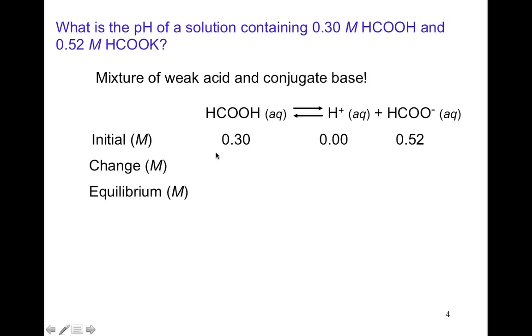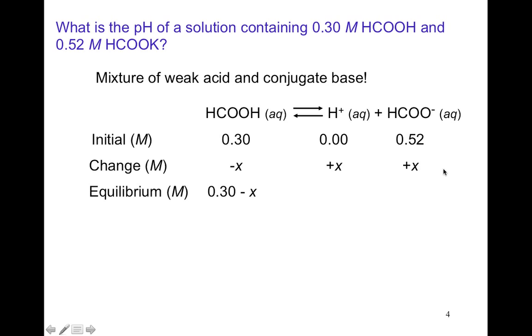And so it's a little different than the old ice charts we've done, because we don't start with just acid, 0, 0 and work from there. We start with acid and some of the conjugate base already present from the salt. And so then we do set it up like our normal ice chart, where we lose an amount in our reactants and we gain that amount in our products.